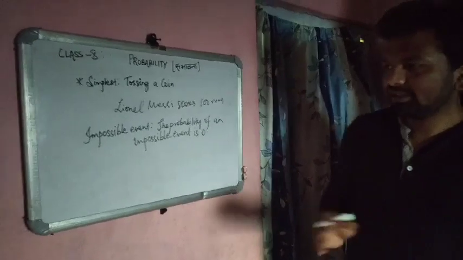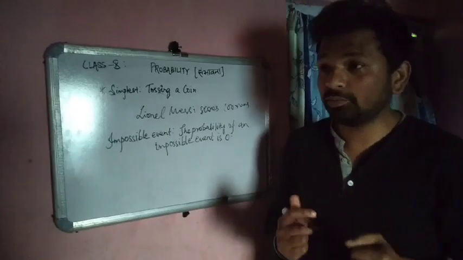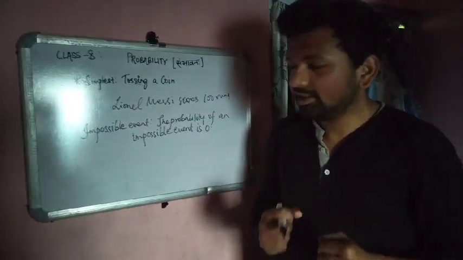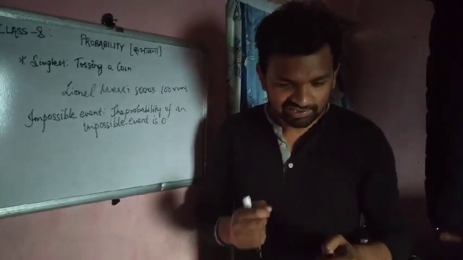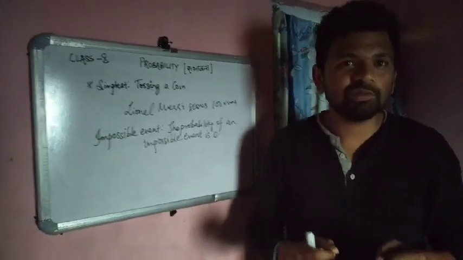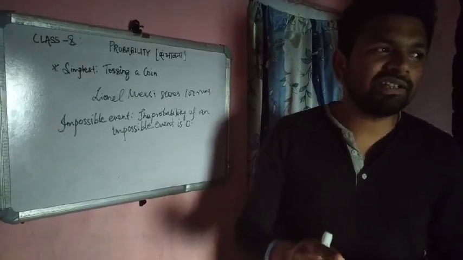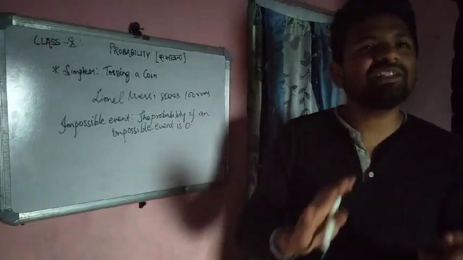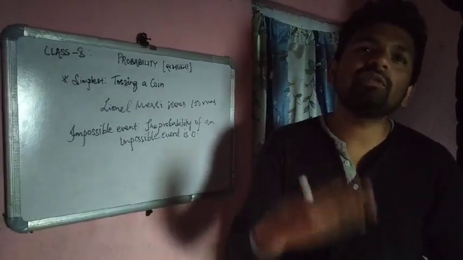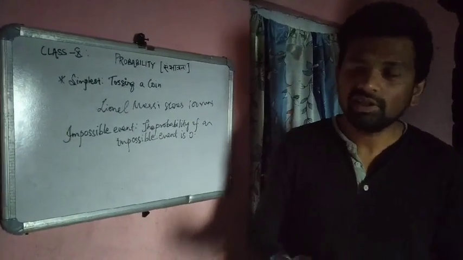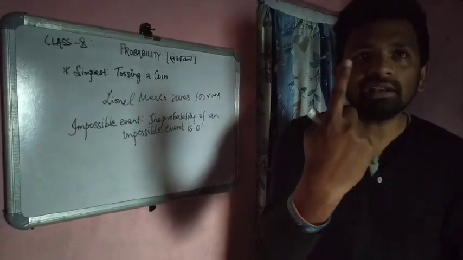Okay, now let me take another extreme example. Suppose you are taking part in a marathon, but fortunately or unfortunately, you are the only contender running, so nobody is competing with you. What is the probability that your rank will be first, that you will stand first in the race? Obviously you are the only runner, so you will win. The probability will be 100%.